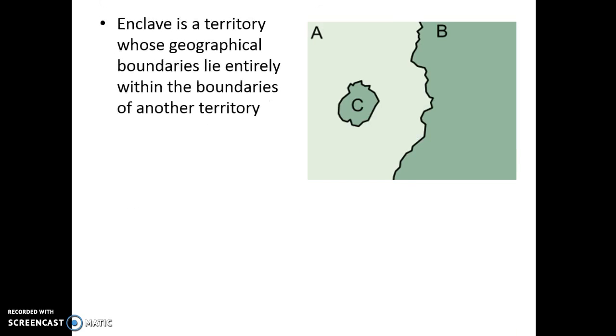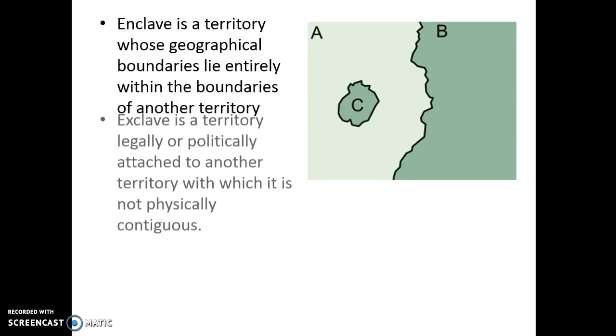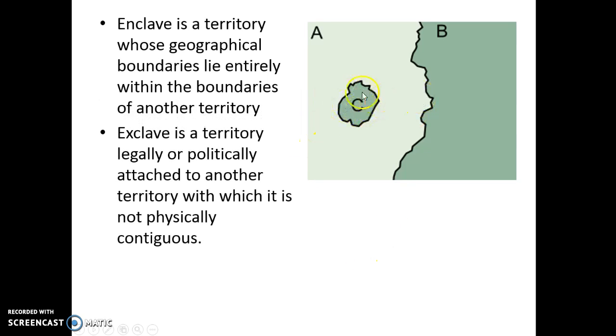And the last one is enclaves and exclaves. An enclave is a country that is completely surrounded by another area. It's by land. So C would be an enclave because A completely surrounds C. It has no water, nothing. It's completely surrounded by A. Lesotho is an example of this. It's completely surrounded by South Africa. The Vatican City would be an example of this, completely surrounded by Italy. So that's why that's an enclave.